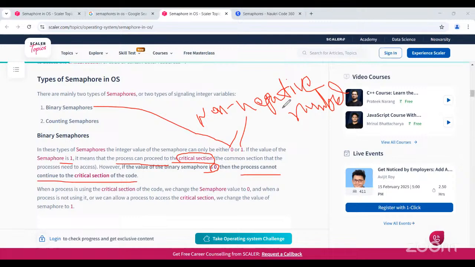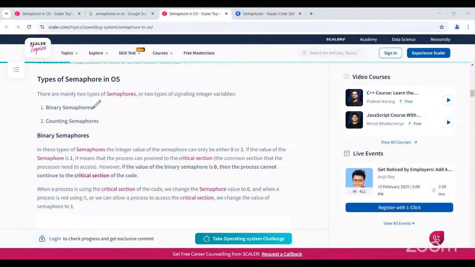So this is the meaning of the binary semaphore. It has two values, 0 and 1. If the binary semaphore value is 1, the process can proceed to the critical section. Whereas if the semaphore is 0, the process cannot continue to the critical section. This is called a binary semaphore.